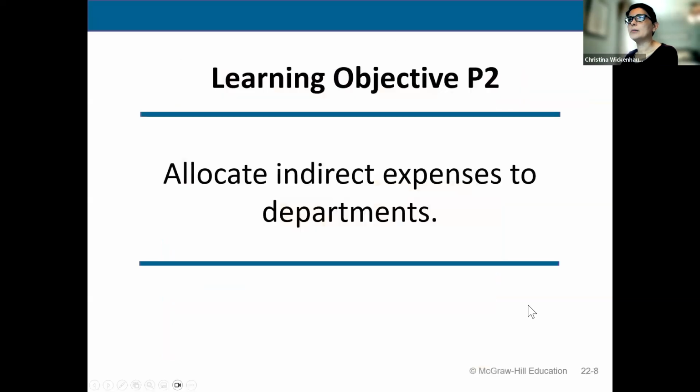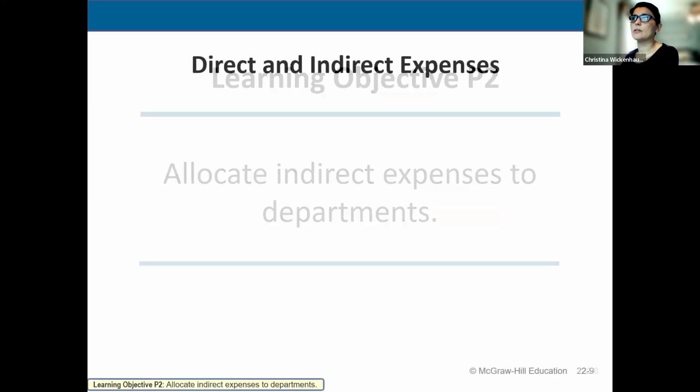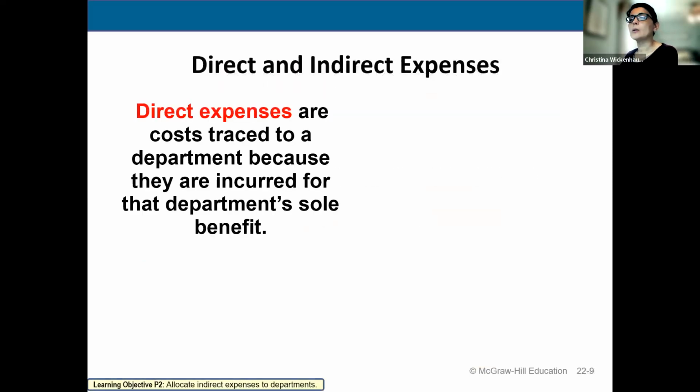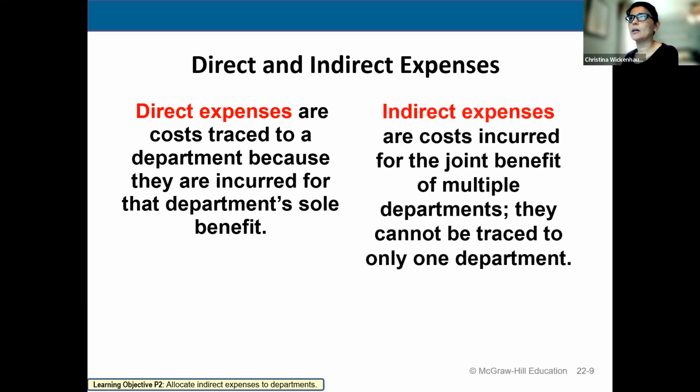All right, let's talk about how we're going to allocate those indirect expenses to the department. So if it's direct, we can trace it, right? It is directly traceable to work in process. They're just easy to identify what costs are direct. And indirect cost means that there are several people that are using the same product or service or whatever it is that incurs a cost. And so it can't be traced to just one department. And so we're going to have to figure out how to allocate that.